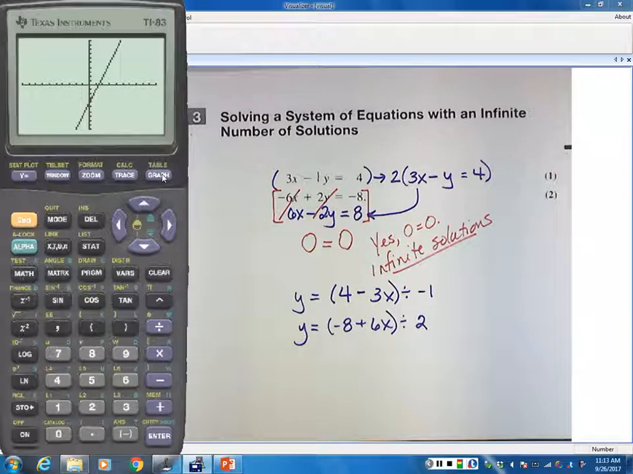Now, it might be because my window's not set up to where I can see them both. So I could try to zoom out, I could try to adjust the window and find the other line. Here's the easiest way to figure out if it's the same line. Hit your trace button, and notice that it says these points are all on the first equation. So it's tracing on the first equation. If I hit my down arrow key, it moves to the second equation, but it stays on that same line. That second equation has those same points. So that's what tells us there are infinite solutions. It's the same line.